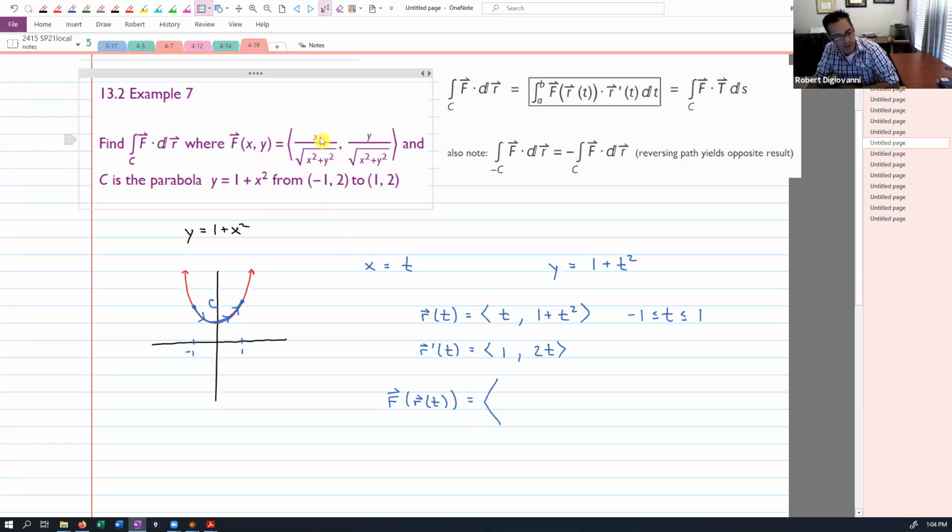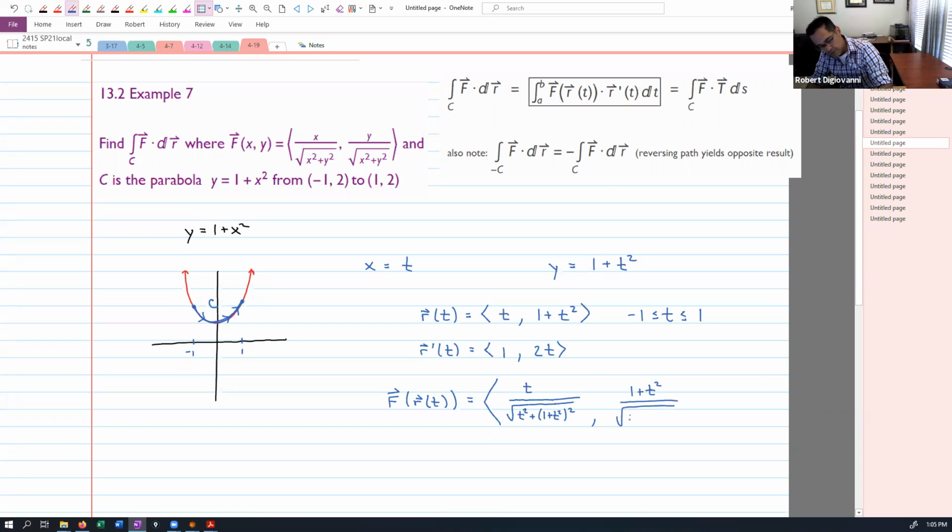So I'm going to rewrite this vector field. x is going to be t, over the square root of, okay, x squared would be t squared plus y squared, which would be (1 plus t squared) squared. And then we're going to do the same thing for the y. I'm sorry, that's not 1, that's not t, that's 1 plus t squared. That's y on top. And then the denominator will be the same as the other denominator.